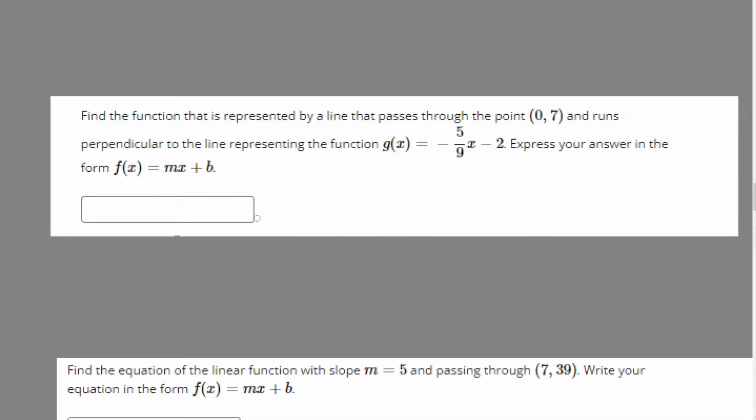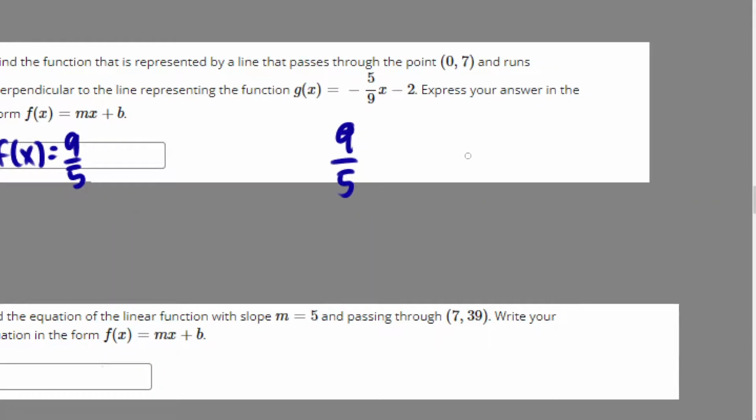So we'll take this, we have f of x is equal to, we'll flip this, so we have now 9 over 5. 9 over 5. Minus 2. Oh, wait, hold on. We can't just minus 2. We need to actually plug in. It gives us this point for a reason. So we know it's going to be mx plus b. So y equals mx plus b, which is the same as y equals 9 over 5 x plus b.